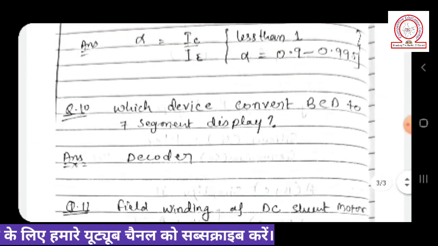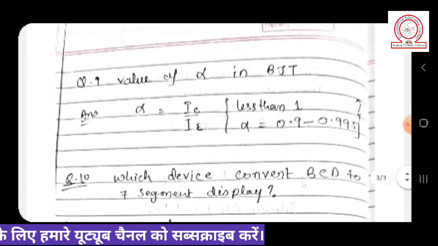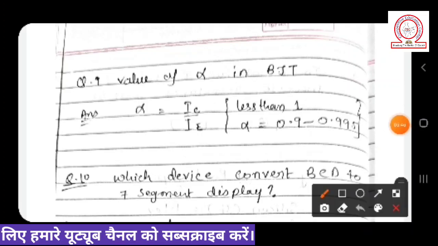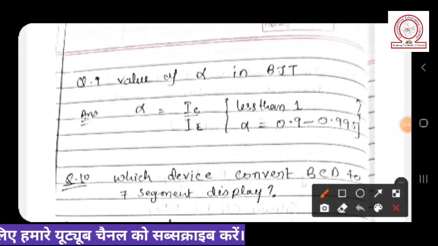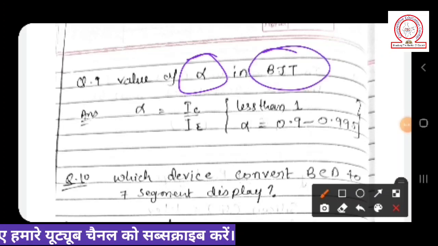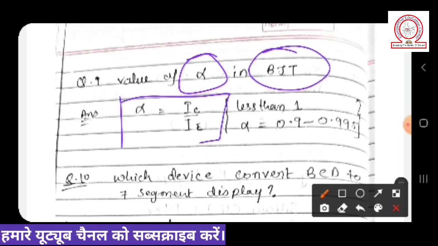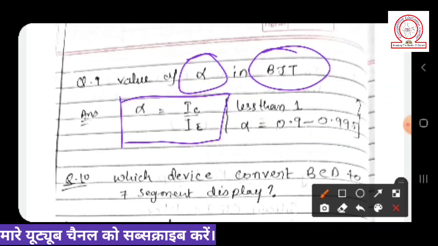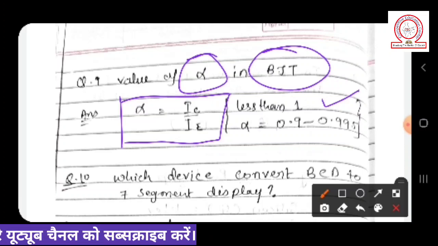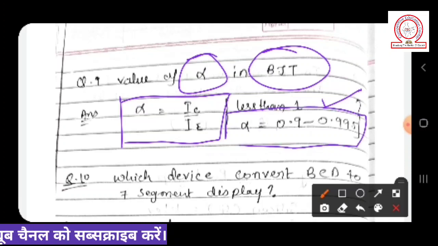Going toward the 9th question, they have asked the value of alpha in a BJT. Alpha is the ratio of collector current and emitter current, which is usually less than 1. If we get an option of less than 1, then also it is correct. The correct value of alpha is 0.9 to 0.95. If this answer is given, then also it is correct.